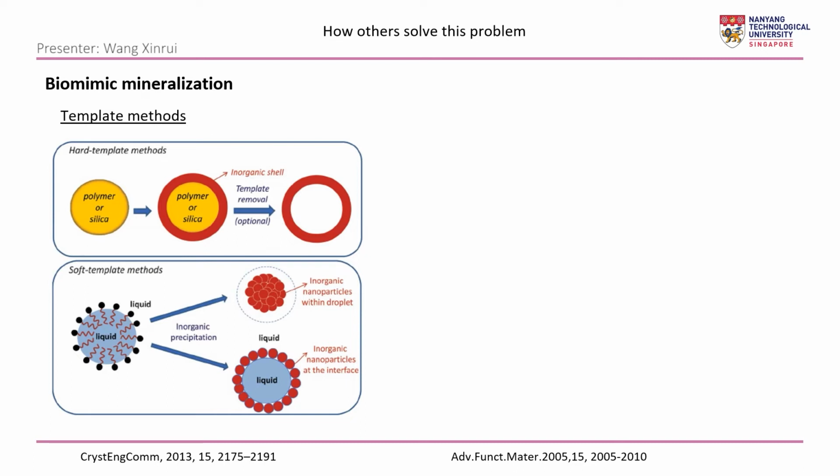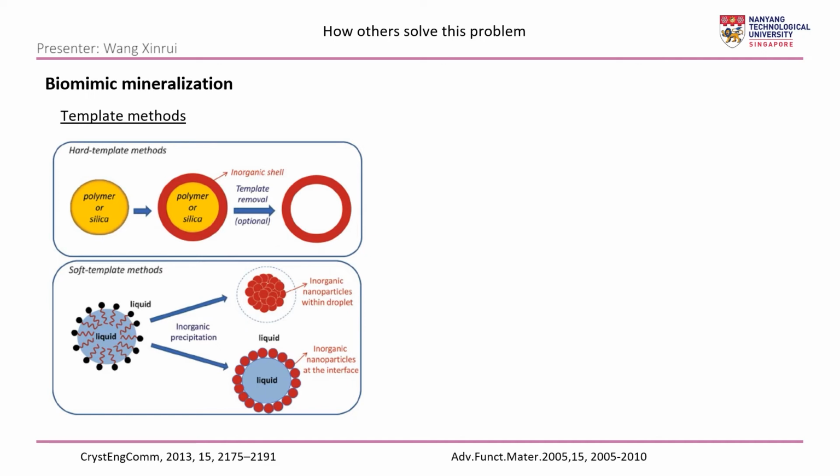separation procedures. In the template method, the normal routine is first to prepare the template, then use some common synthetic approach to synthesize the target product under the function of the template. Finally, remove the template. This method can effectively control the morphology of nanomaterials.